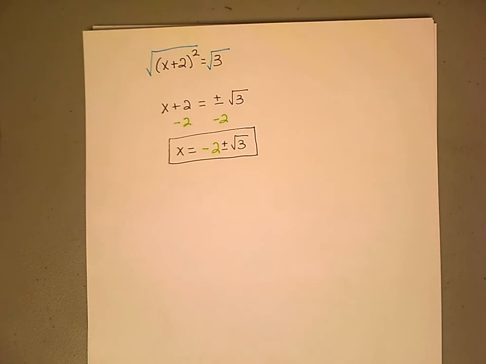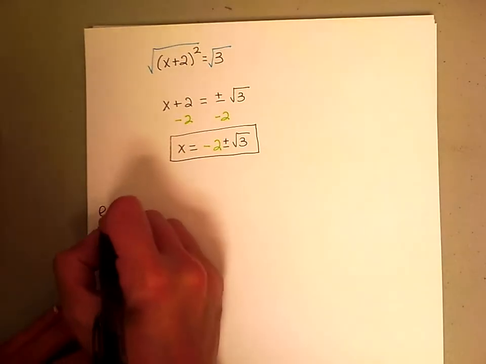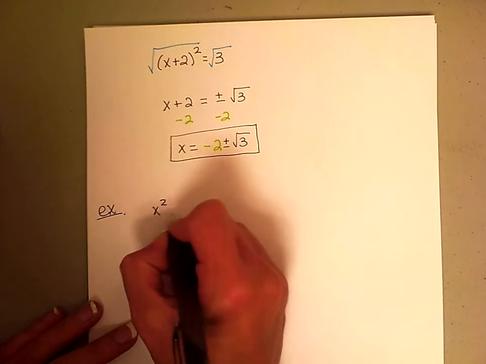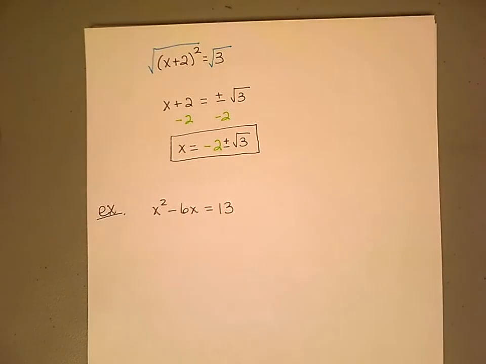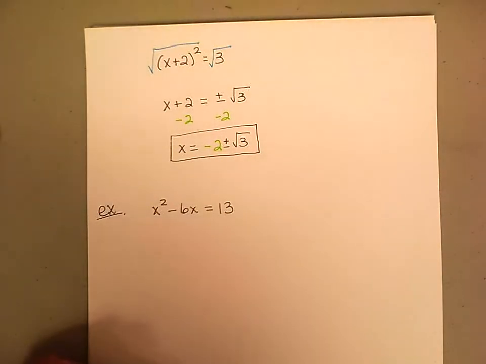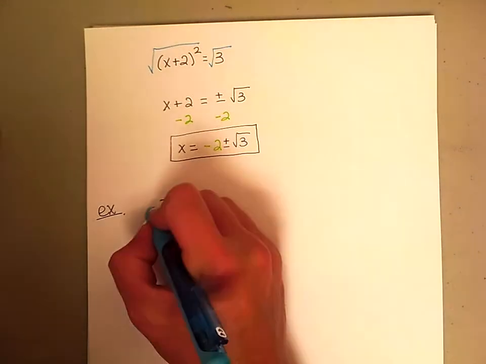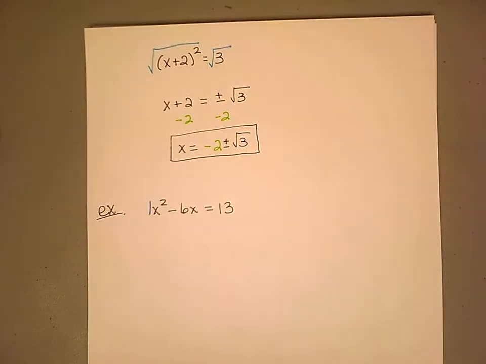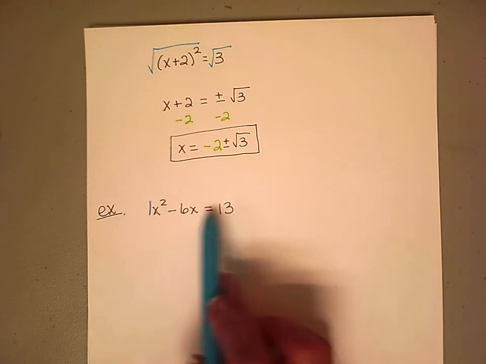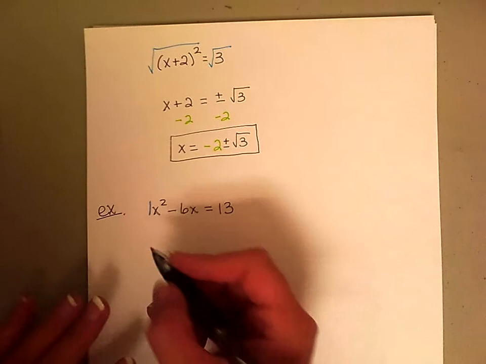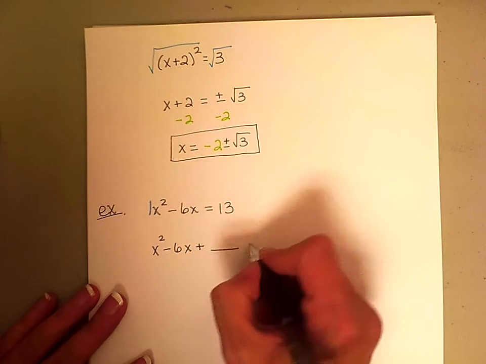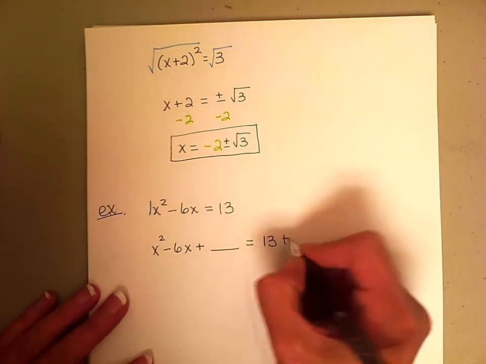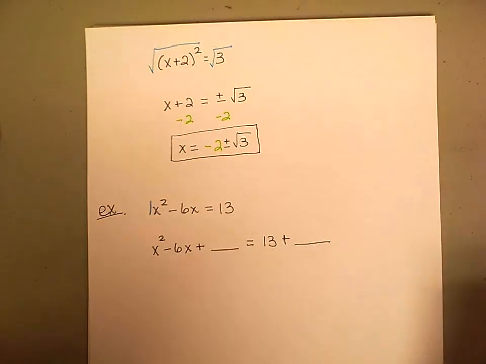Let's try some more. x squared minus 6x is equal to 13. So in this case, our criteria is met. The leading coefficient is 1. I actually already have the constants moved over, so I only have variables on this side. So let's prepare x squared minus 6x. I'm going to add something to this side, but once I add something to this side, I also have to add it to the other.